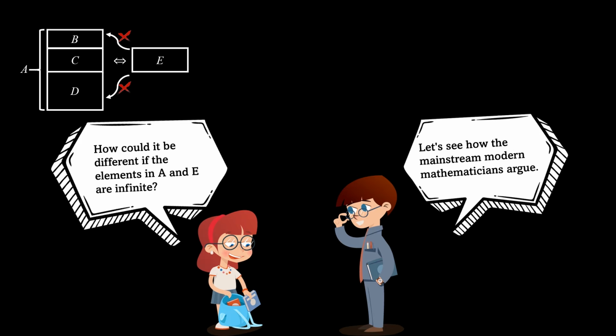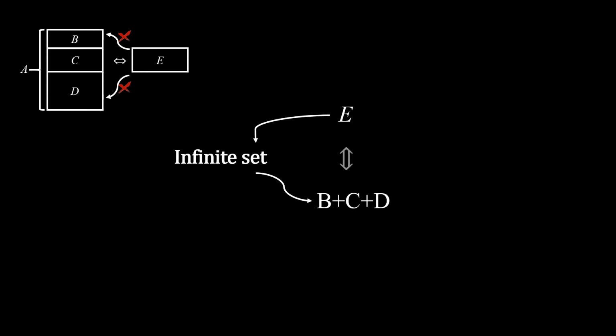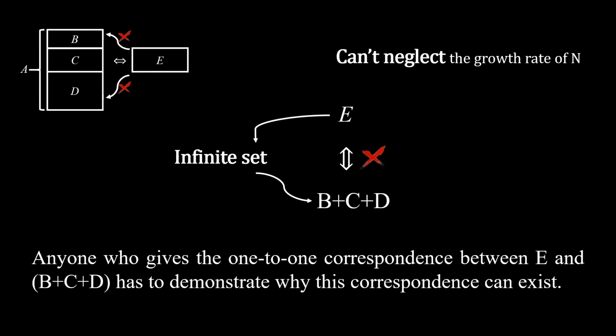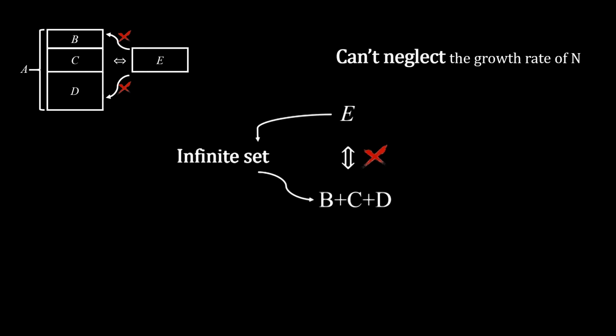Let's see how modern mainstream mathematicians argue. They assume that E can have such correspondence with B plus C plus D, in that both E and B plus C plus D are infinite, and neglect the difference in the increasing speed of n. This is not a proper practice, and it is very puerile that C and E are synchronously infinite, and once the one-to-one correspondence is established between these two sets, which can correspond to elements in B or D, anyone who gives the one-to-one correspondence between E and B plus C plus D has to demonstrate why this correspondence can exist.